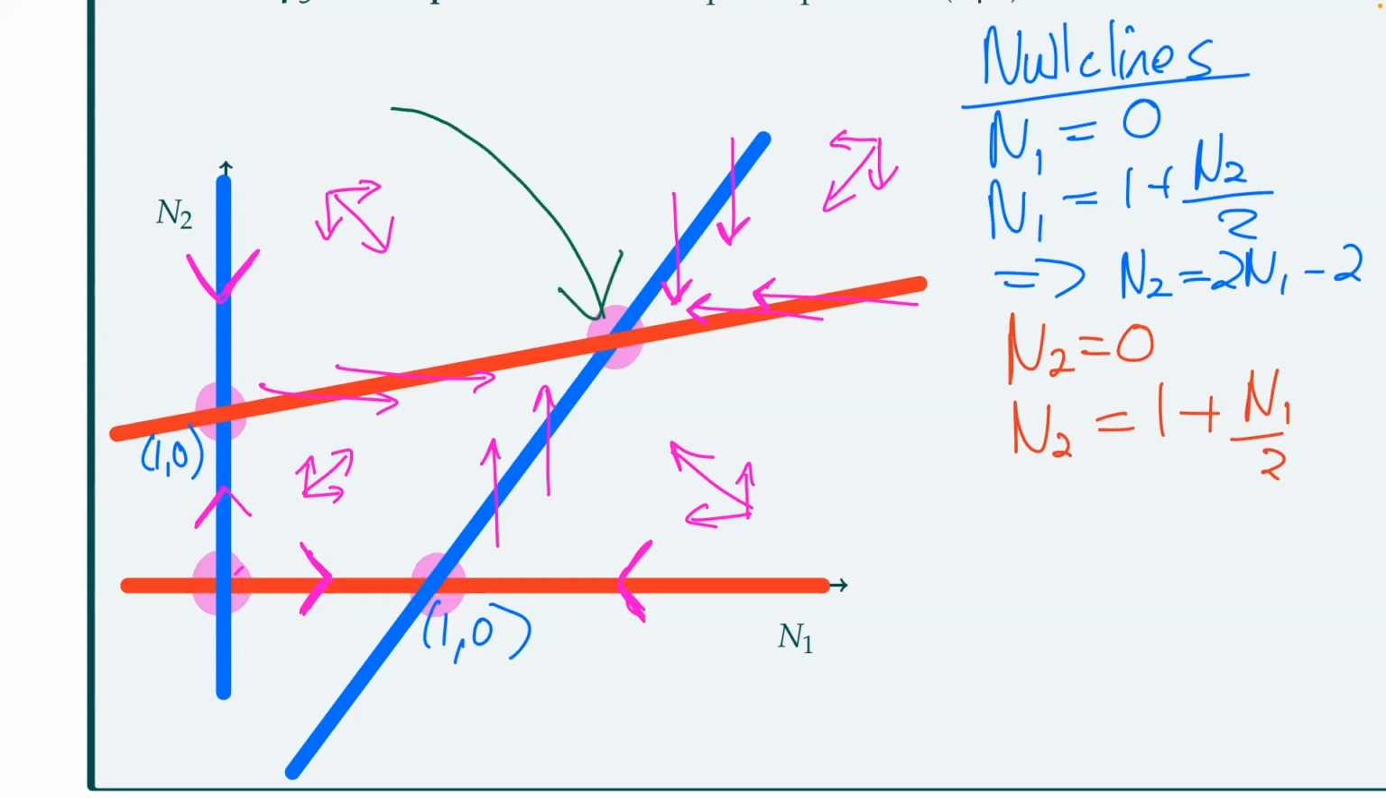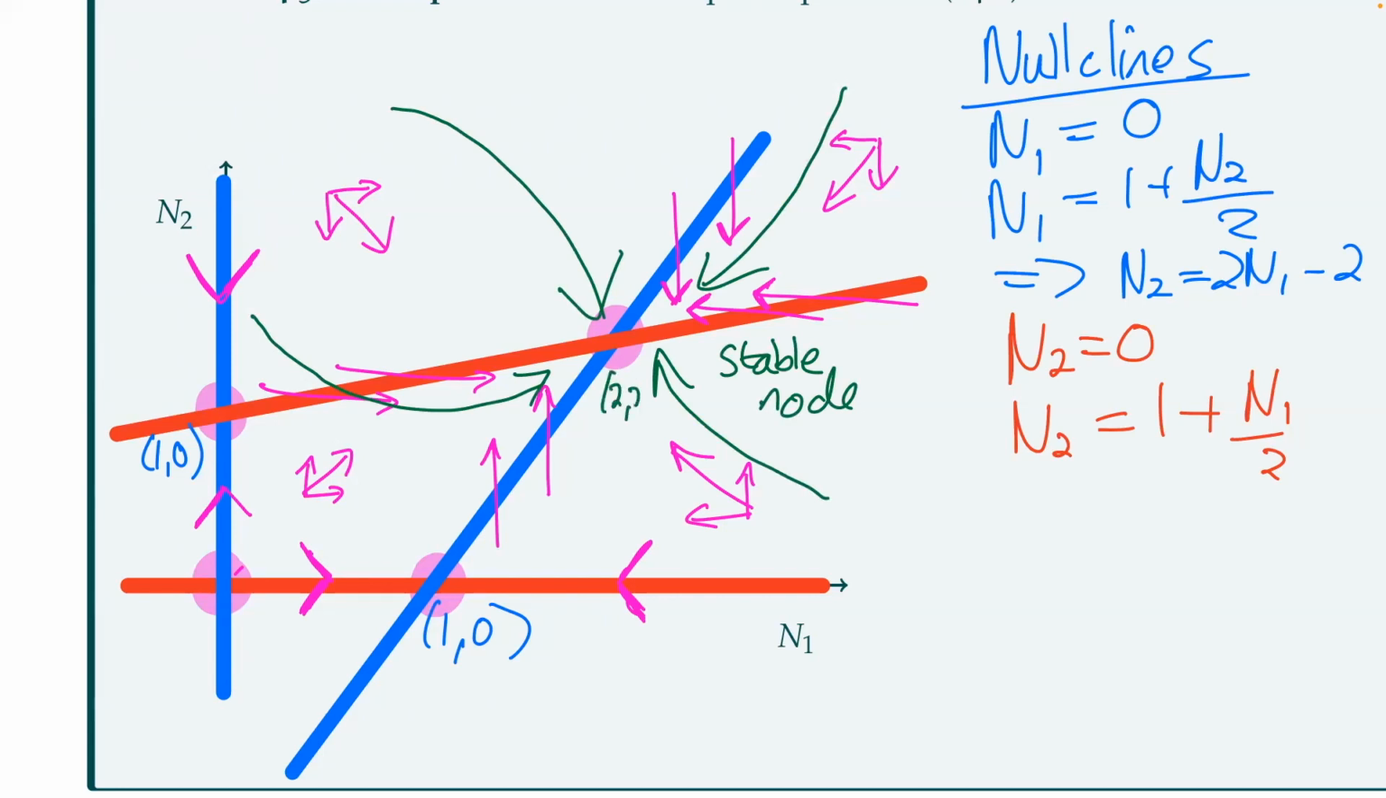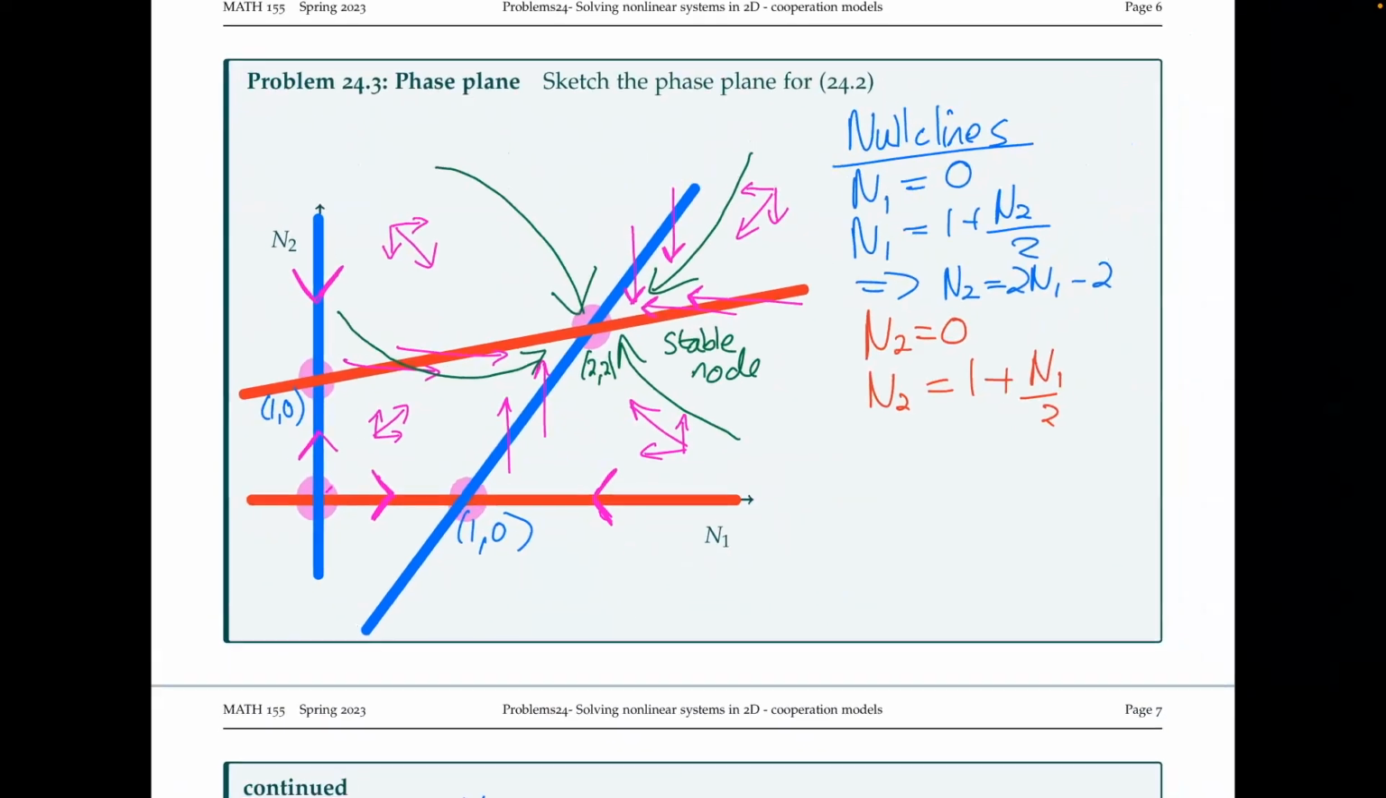Of course, you can always check these by substituting them in. Okay. So if we draw some trajectories here, we see that if we start at a non-zero value for N1 and N2, we tend towards this coexistence equilibrium here. We'd already worked out that this was a stable node, but we can see it from our phase plane as well. And this was the point 2, 2. Okay, any questions?